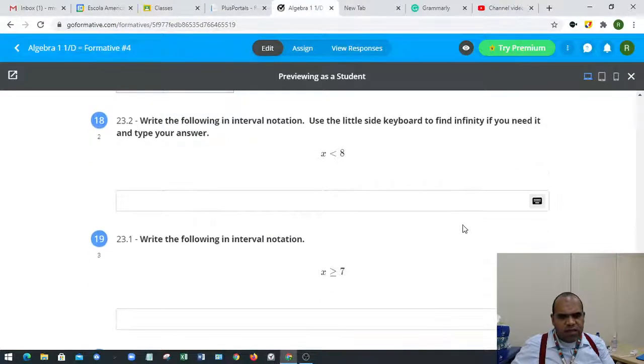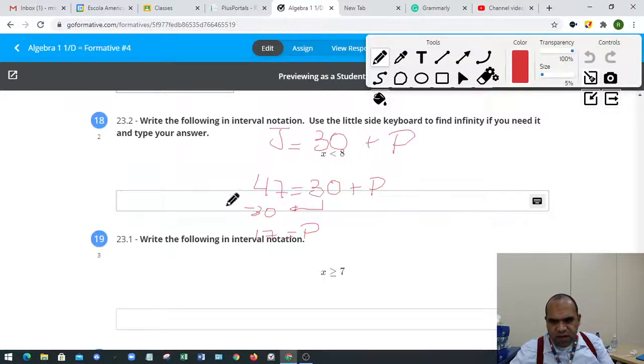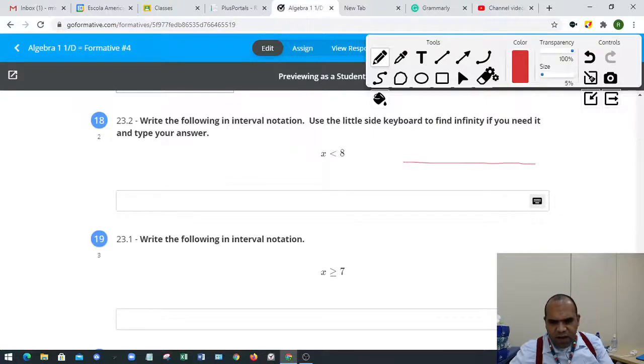Next one, 18. Write the following in interval notation: x less than 8. Okay, let's write the number line. Remember, guys, I have a number line here. I have the number 8 here. Okay, 8 is here. I look for numbers less than.